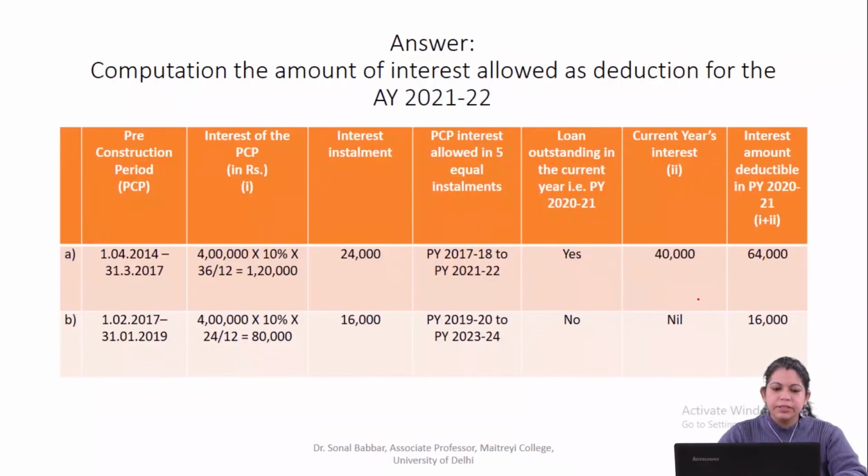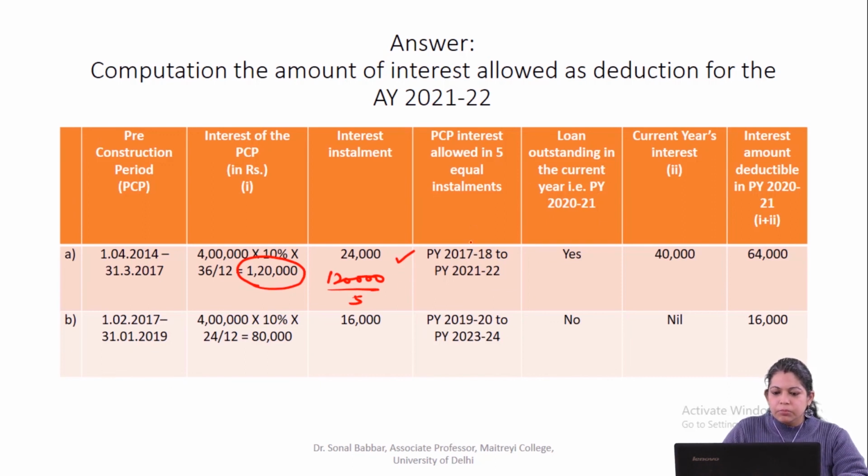Now let us look at the table here. The pre-construction period, as we decided in case 1, is 1st April 2014 to 31st March 2017. The amount of loan or principal amount is 4 lakh rupees. The rate of interest is 10% per annum. Therefore, we multiply this with 36 divided by 12 because this PCP is becoming 3 years. 3 years converted into months will give 36, and therefore 1,20,000 becomes the interest of the PCP. And we divide it by 5 to get 24,000, which is the interest annual installment.